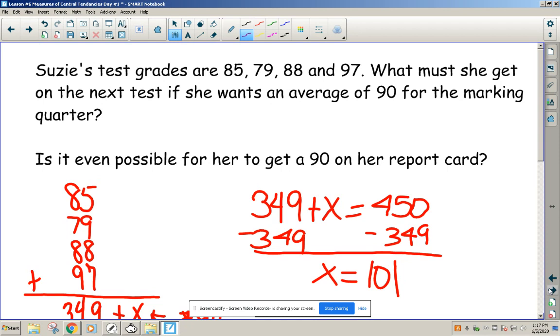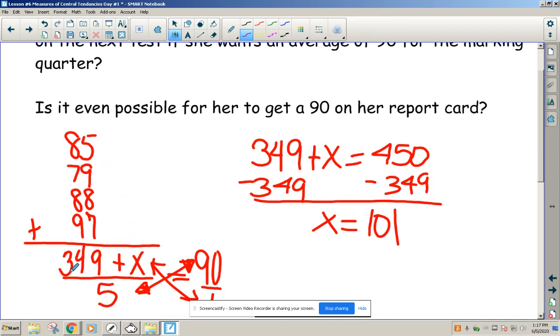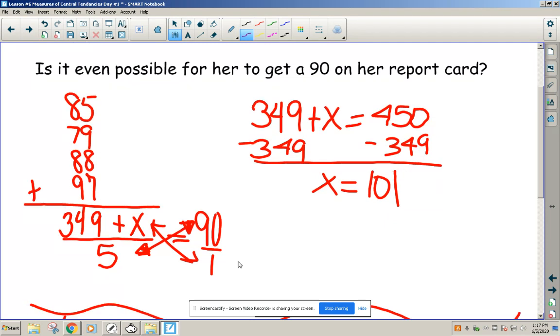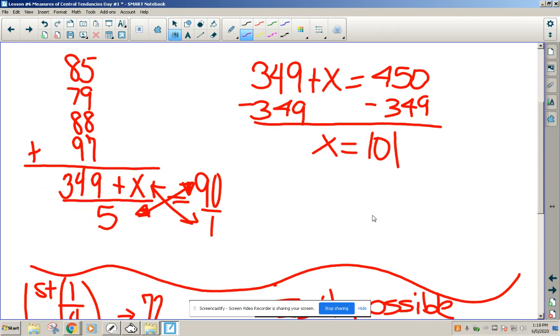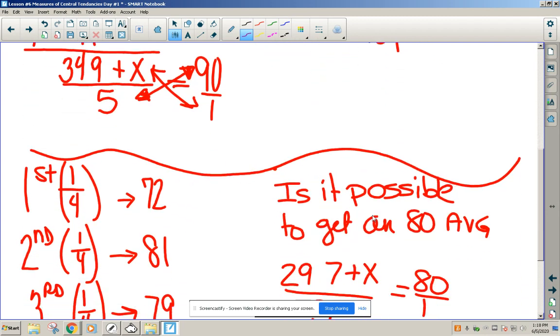Well, if Susie has these grades and she wants a 90, we have to go back to what we said at the very beginning. For averages, add up what you have, and what she has are 349 points. Here's the grade she didn't get yet. She knows her 4 test grades, but this would now make 5 test grades, so divide by 5, and she wants a 90. So we need to put the 90 over 1 and make a proportion. If we solve this proportion, she needs 101. So she needs a perfect score plus a bonus in order to get a 90 on her report card.